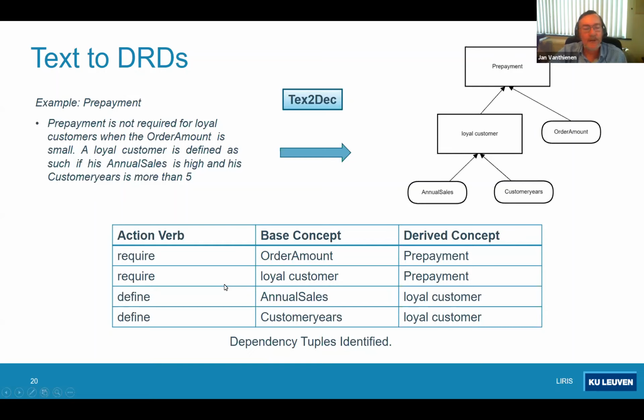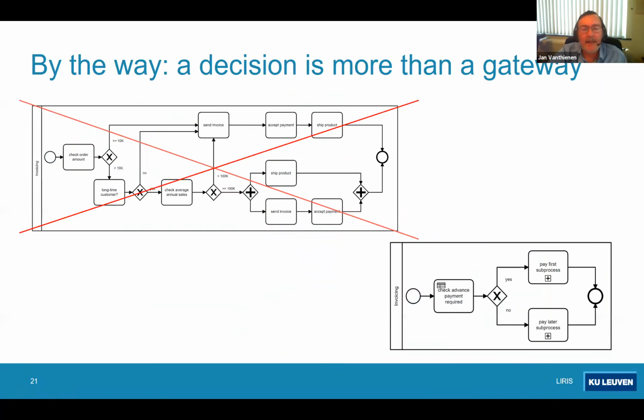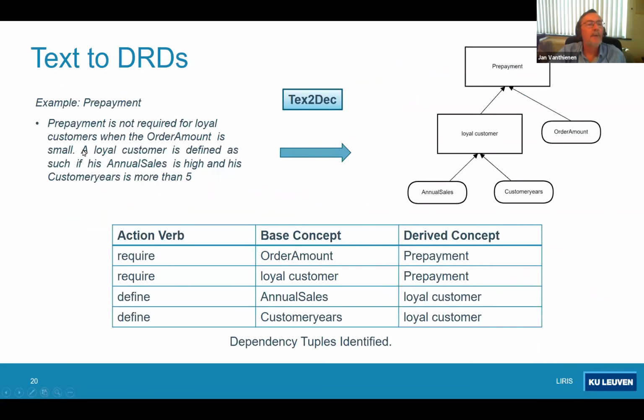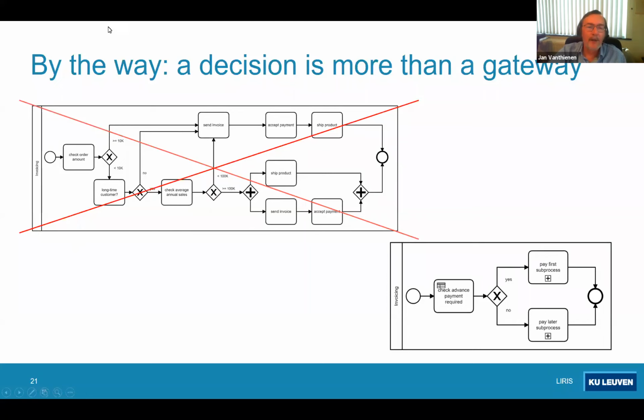With a number of verbs, a list of verbs: depends on, requires, defines. We could extend the list of verbs. By the way, we are building decisions. When making this example, this was another example, prepayment is not required for loyal customers and so on. Actually, I started from a process. And when looking at the process, there was not even the concept of prepayment, because the process was something like you first have to check the order amount and then see if it's a long-time customer, and then check the average sales. And then in some cases, you send an invoice and you accept payment.